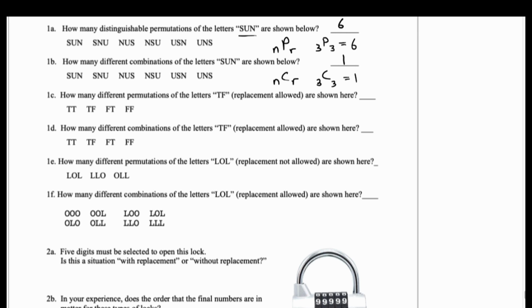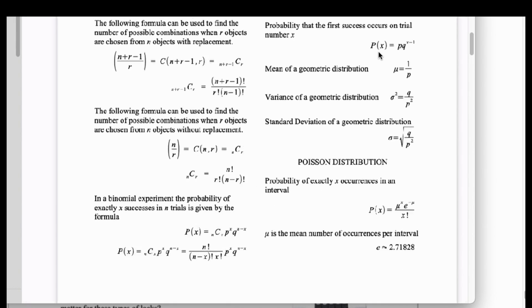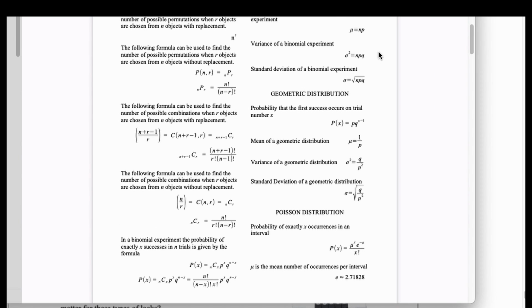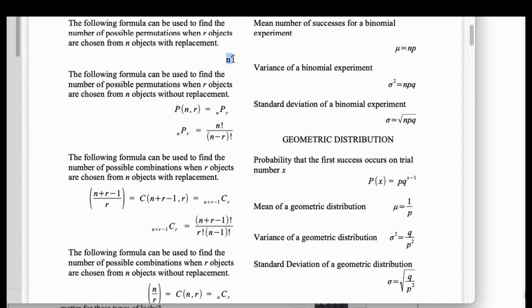Alright, so let's try 1C and 1D. This time replacement is allowed though. And then I'm also going to bring up the formula sheets so that we can get the formulas that go with that. This page shows all the different formulas that go with this situation. This is the formula for permutations with replacement. So let's write that down.